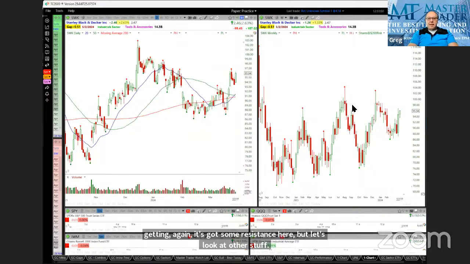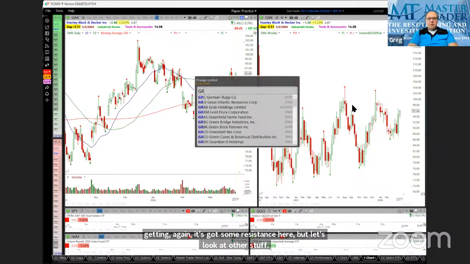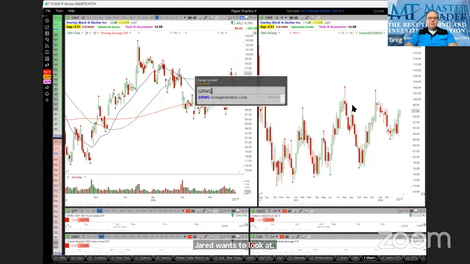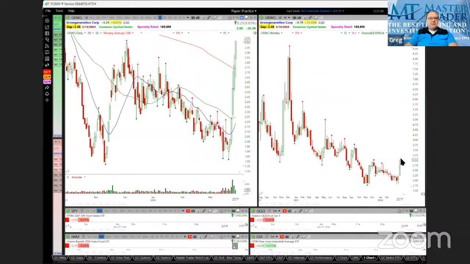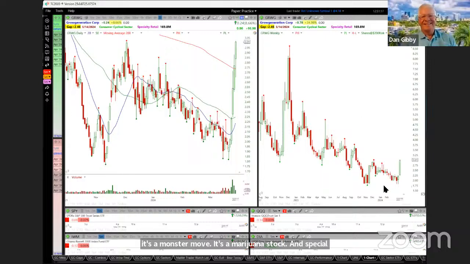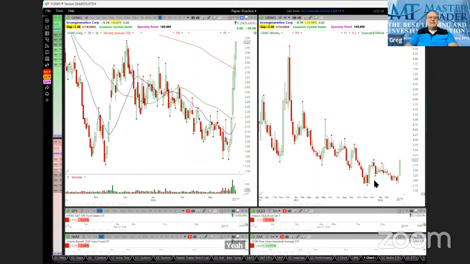JR wants to look at GRWG. Yes, weekly time frame. Marijuana. Wow, it's had a monster move. It's a marijuana stock in specialty retail, I guess. Special when you're selling marijuana. Especially, yeah. But this isn't a climactic, it is a retest type of pattern.